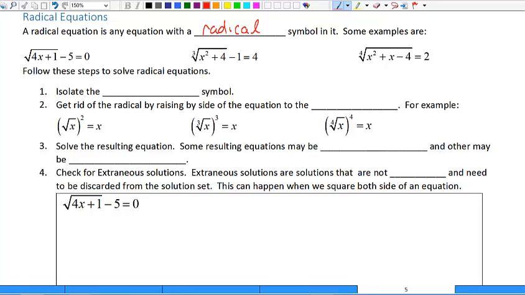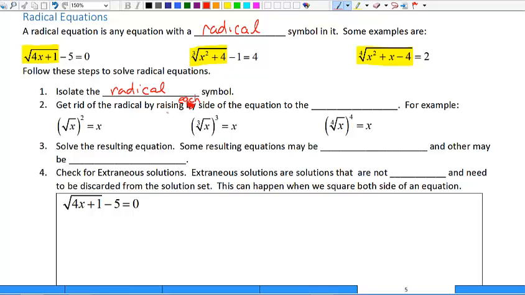Follow these steps to solve radical equations. Step 1, isolate the radical symbol. Make sure it's all by itself. On our first example, see how that radical symbol isn't quite all by itself? That minus 5 needs to get moved to the other side. On our second equation, again, the radical symbol isn't all by itself because there's a minus 1. That needs to get moved in order to do step 1. But in our third equation, do you see how the radical symbol goes all the way over to the 4? So this one is isolated. So step 1 would be done on that example.